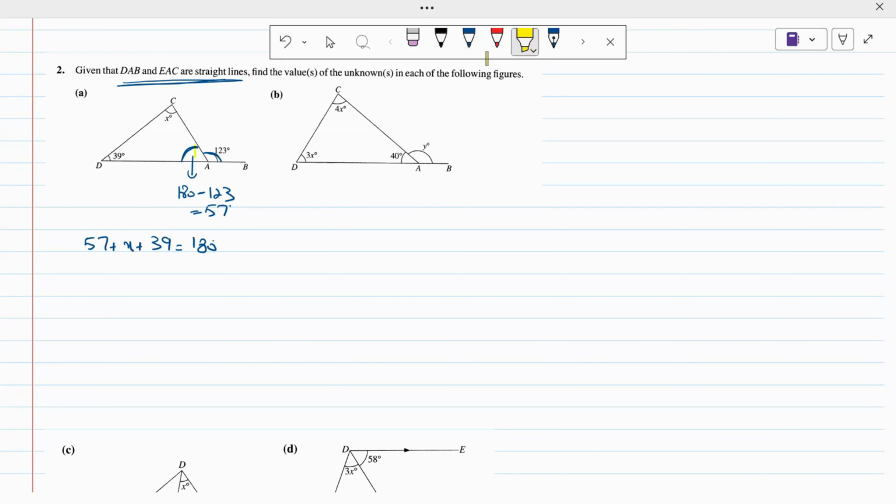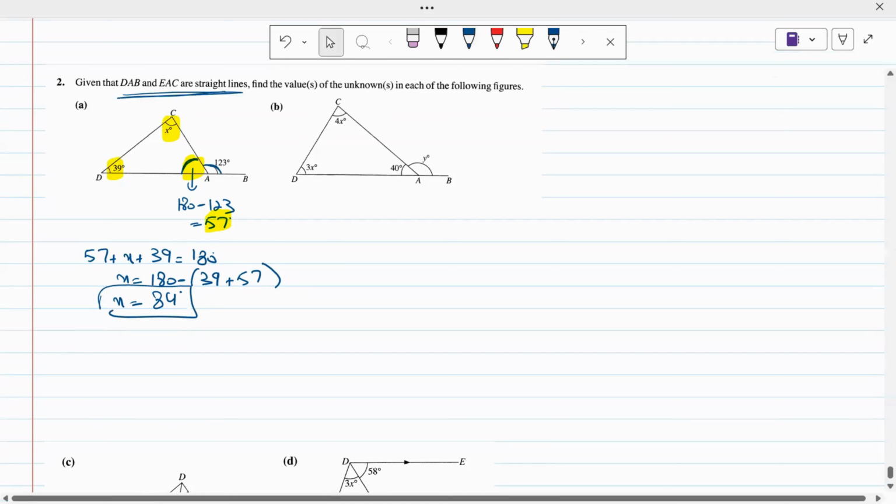So these are the three angles inside: 57, x and 39. So x can be found as 180 minus 39 and this 57. X would be equal to 84. In the same way, we'll work it out for part B.